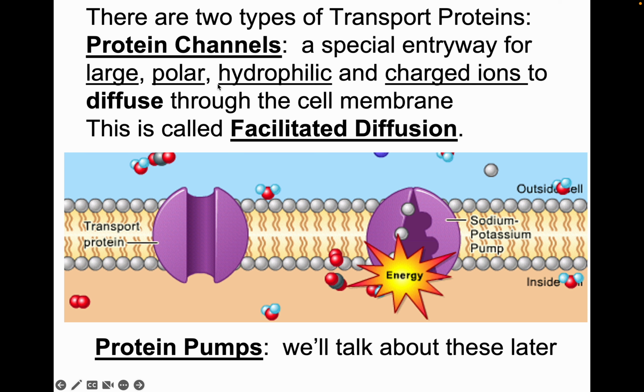A special entry for large hydrophilic charged particles to diffuse through the cell membrane. It is called facilitated diffusion. So they are just sliding down from high concentration to low concentration. Okay, it's like the tunnel that makes it easy for these ions to go through where they need to go without using a lot of energy, just like a fun slide at the playground.